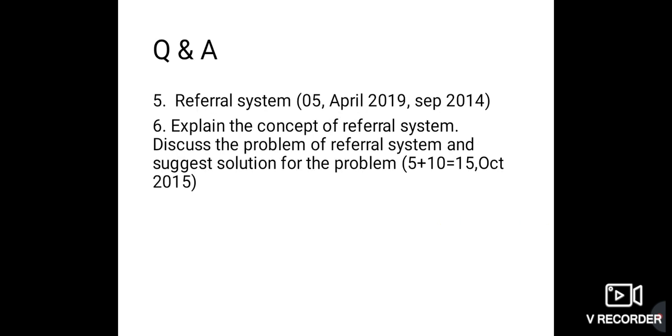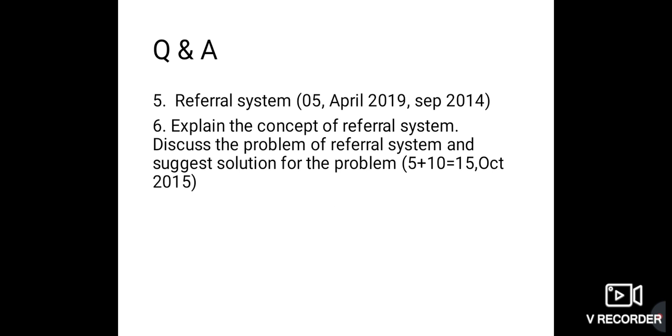Next, second question: what is the referral system? Please explain. This point is important. In subcenter, last time they asked a 5-mark question. If we check the textbooks, in some books we won't get adequate notes. That's why we are explaining in great detail.